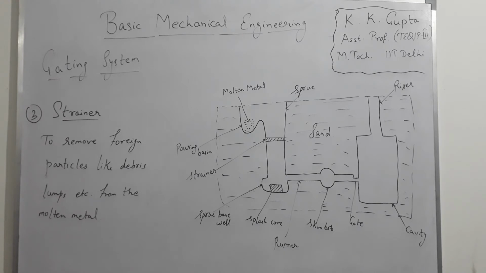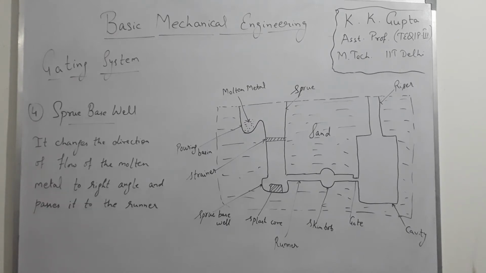Third is the strainer. It is used to remove foreign particles like debris, lumps, etc. from the molten metal. Fourth is the sprue base valve. It changes the direction of flow of the molten metal to right angle and passes it to the runner.